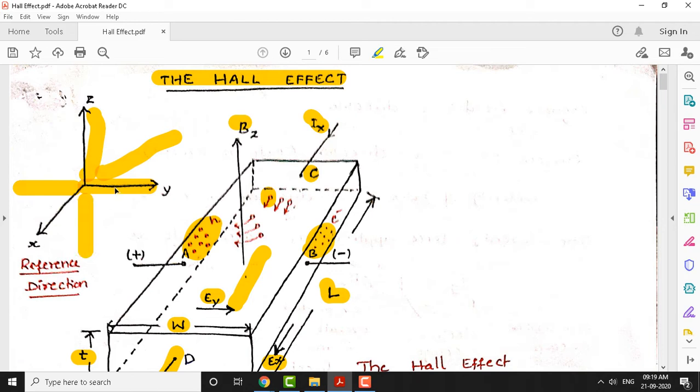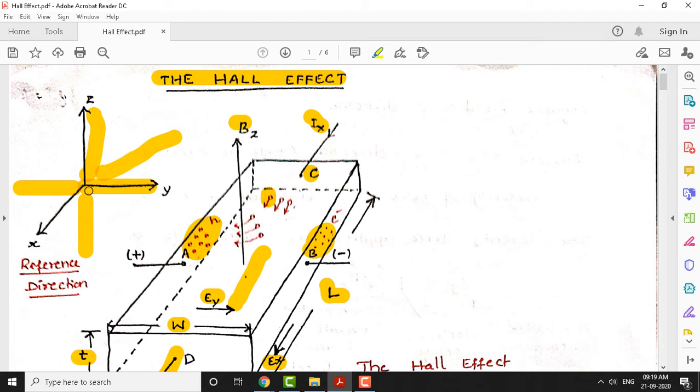Those directions are not shown here. Whenever I say minus Ey, it means there is an electric field in the negative y direction. If I say minus Ix, that means the current is in the negative x direction. It is flowing in this direction.